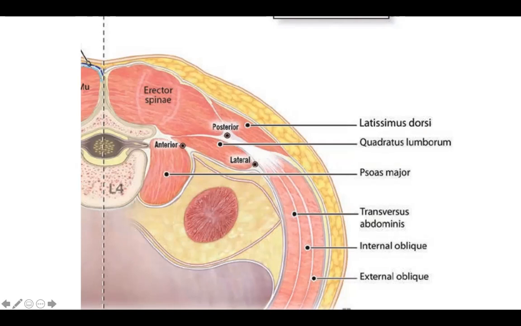And these are all interfascial plane blocks, so it depends on volume. So we should be using modest dosages to have better efficacy.